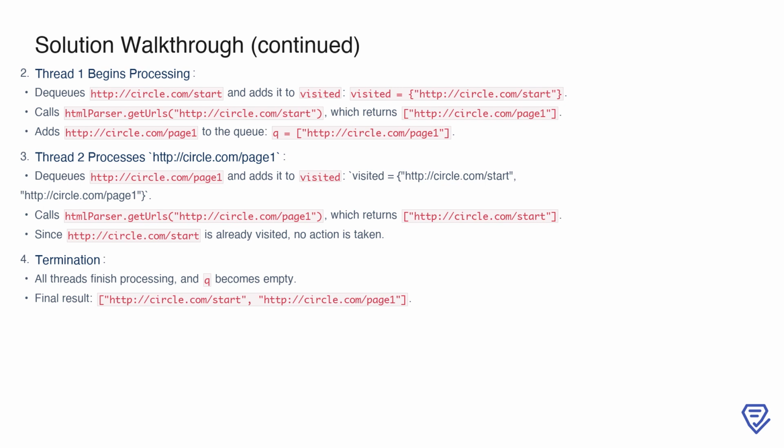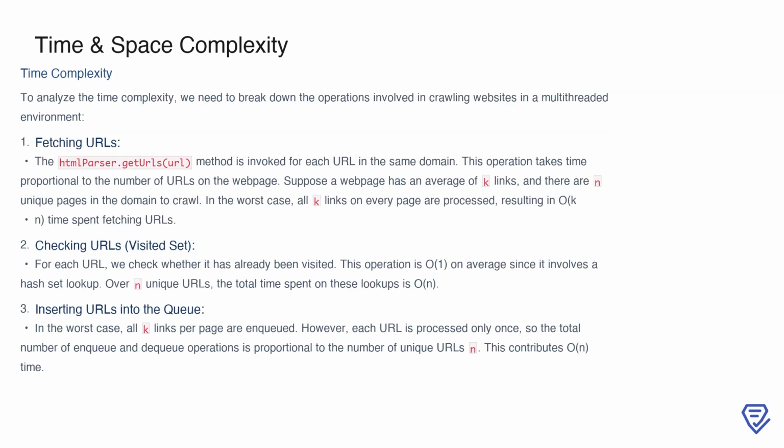Next, another thread processes http://circle.com/page1, adds it to visited, and fetches its outgoing link, which points back to http://circle.com/start. Since http://circle.com/start is already in the visited set, no further action is taken. Once the queue is empty, the program terminates, and the result is a list of URLs within the same domain, http://circle.com/start and http://circle.com/page1.